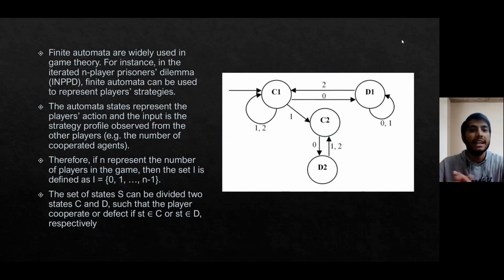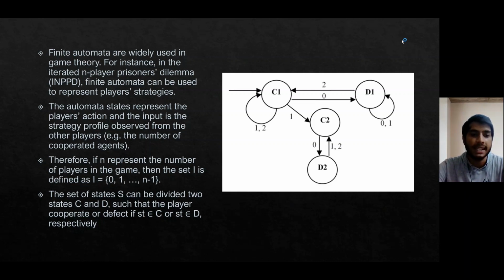Finite automata are widely used in game theory. For instance, in iterated n-player prisoner's dilemma, that is INPPD, finite automata can be used to represent players' strategies. The automata states represent the player's action and the input is the strategy profile observed from the other players. Therefore, if n represents the number of players in the game, then the set I is defined as I goes from 0 to n minus 1.